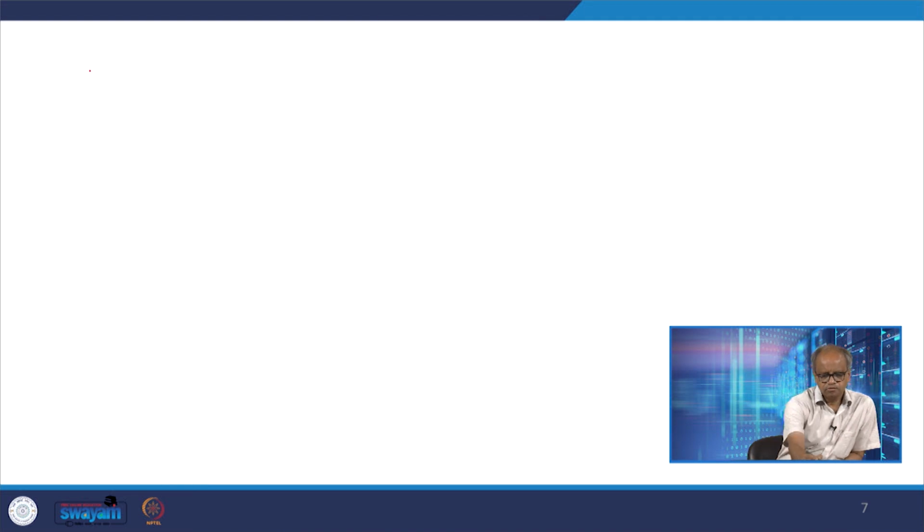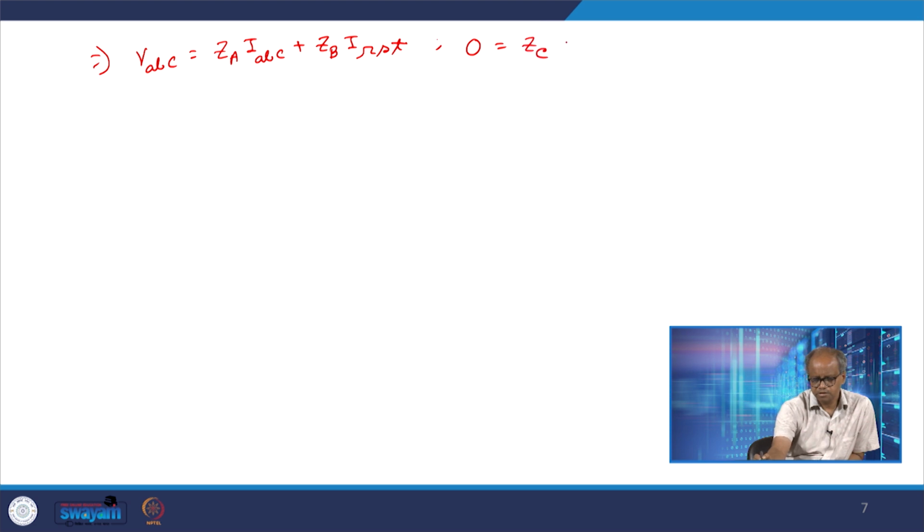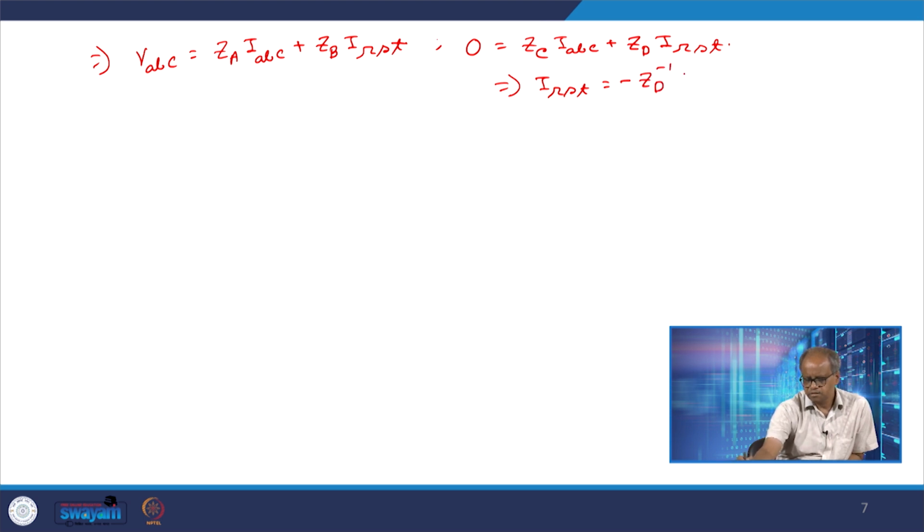So from this I can write down the following vector matrix equation: VABC is equal to ZA into IABC plus ZB into IRST, and from here I can write 0, a big 0 matrix, is equal to ZC into IABC plus ZD into IRST. So from there I can write down that IRST is equal to minus ZD inverse ZC into IABC.